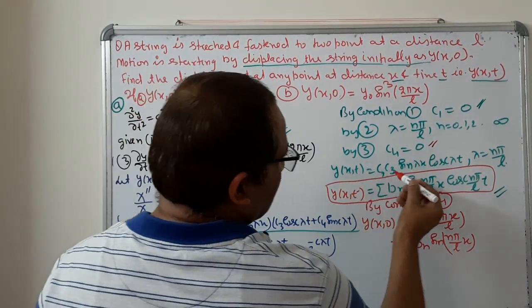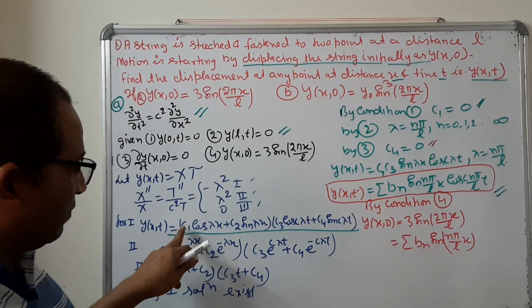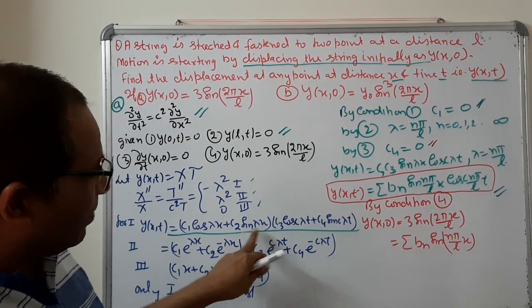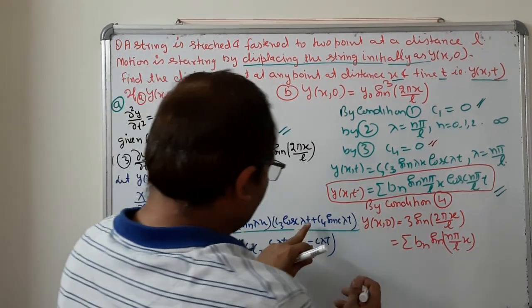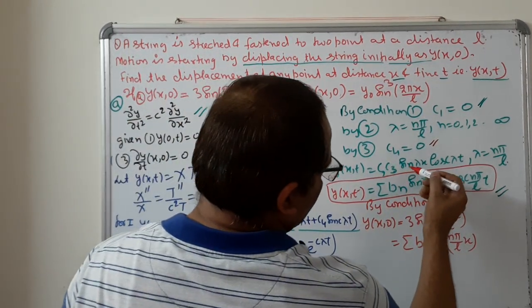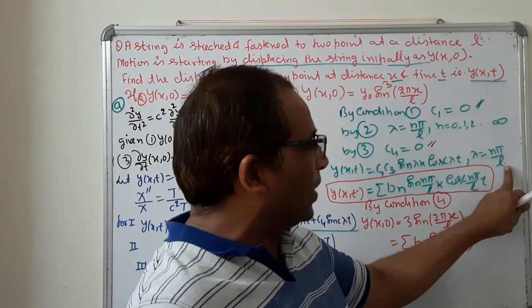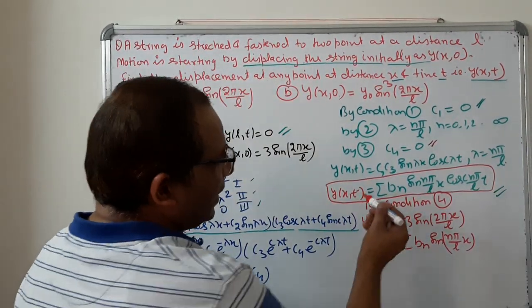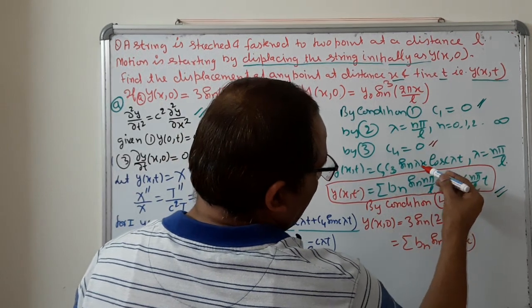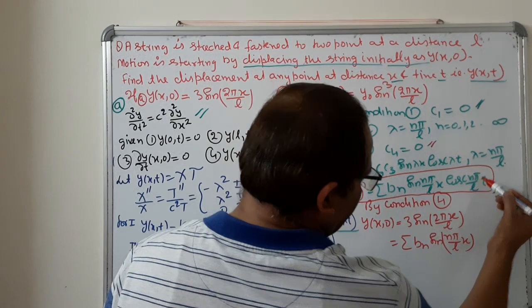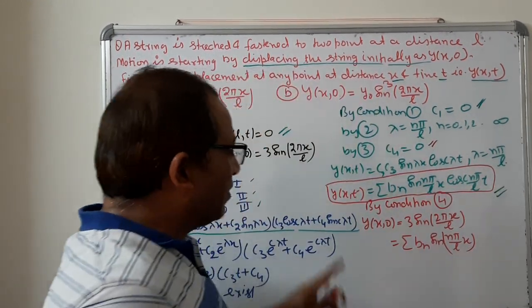Then we get y of x,t equal to, because c1 is already 0 and c4 is 0, so we get c2 c3 sin lambda x cos c lambda t, right? Where lambda is equal to n pi upon L. The general solution can be written as sigma of Bn, and put lambda equal to n pi upon L, so sin n pi x upon L cos c n pi t upon L. This is the final solution.